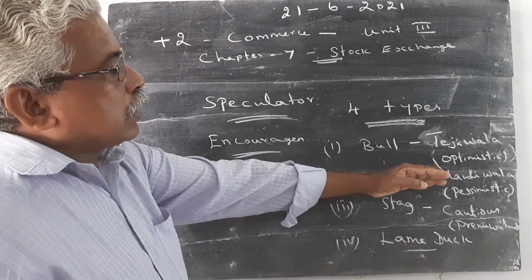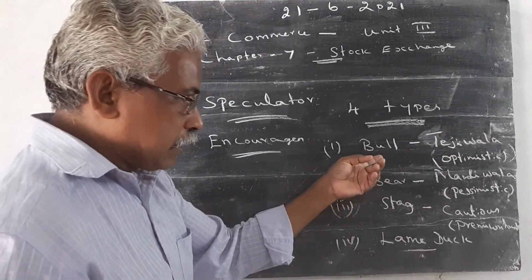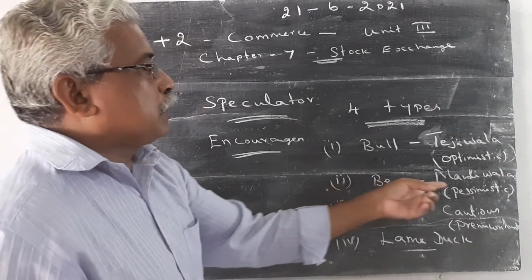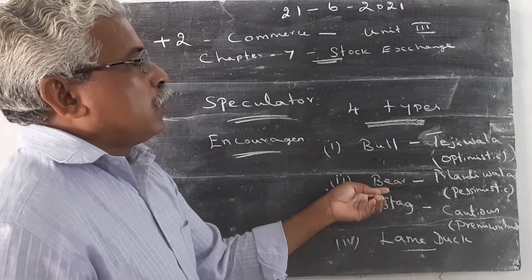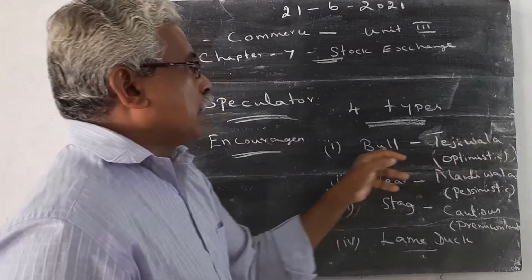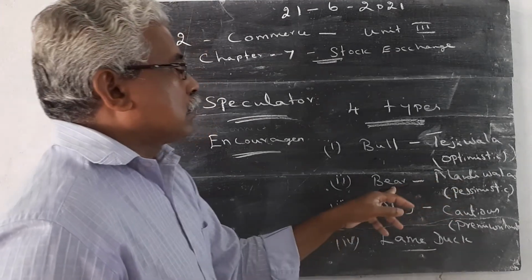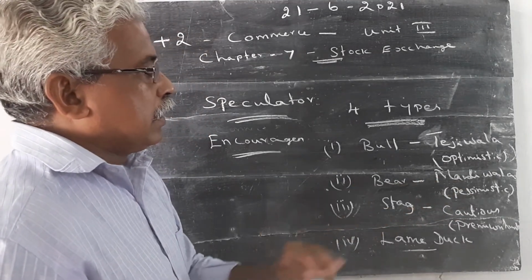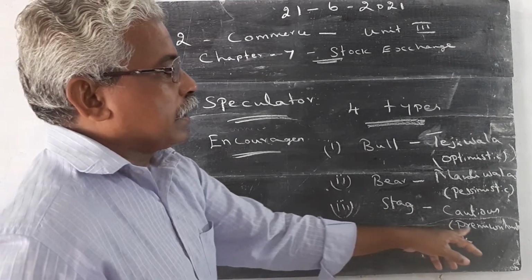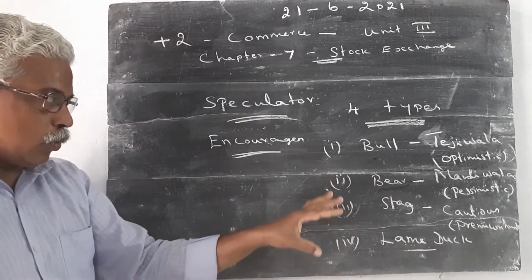The one-word question, dash is the optimistic speculator. You will write the answer bull. Who is called a pessimistic speculator? You write the word bear. Who is Tejiwala? You hear, the bull is called Tejiwala. Mandiwala is one of the speculators who is named bear. Stag is a cautious speculator. He is also called a premium hunter. These are the questions expected in the one-mark question.